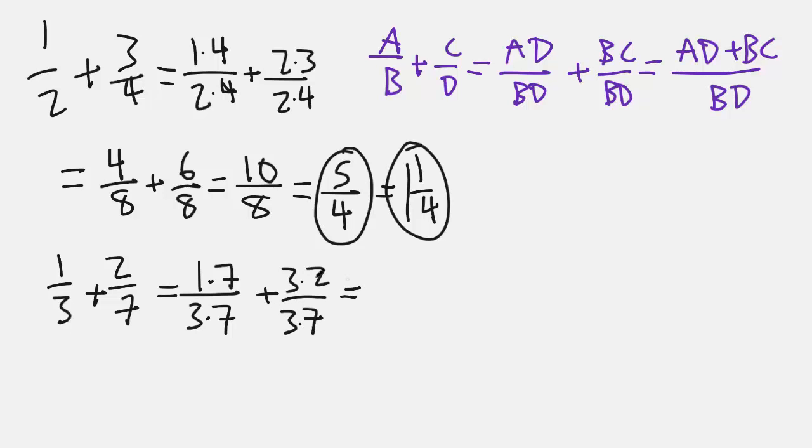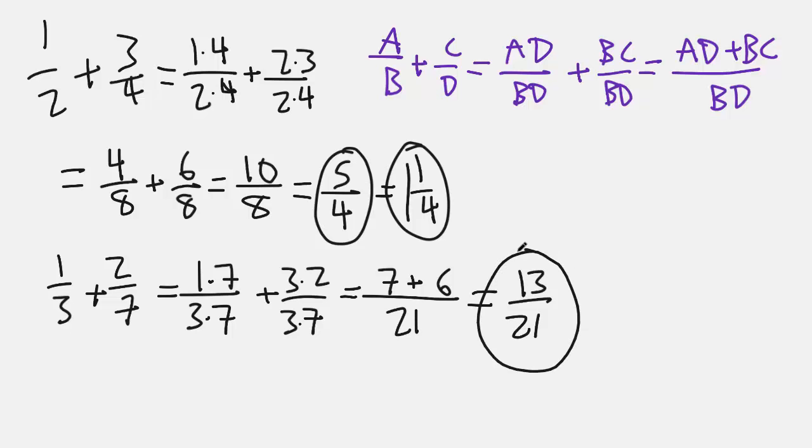So now we have 1 times 7, which is 7, plus 3 times 2, which is 6, all over the common denominator of 3 times 7, which is 21. So we now just add the numerators. 7 plus 6, that's 13 over 21. It is in lowest terms, so that will be our final answer there.